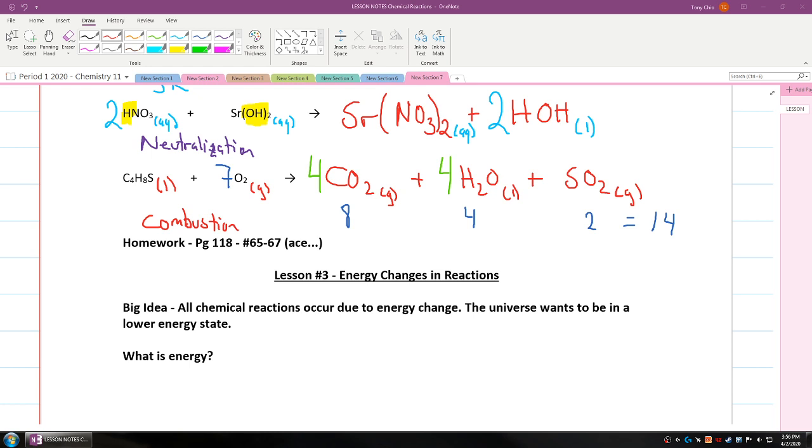So if I flip to page 118, I could see that if you do 65 to 67, it's not too many questions because, as you see, some of them are balancing and some of them are predicting, so it's good practice to make sure you get good at predicting types of reactions.